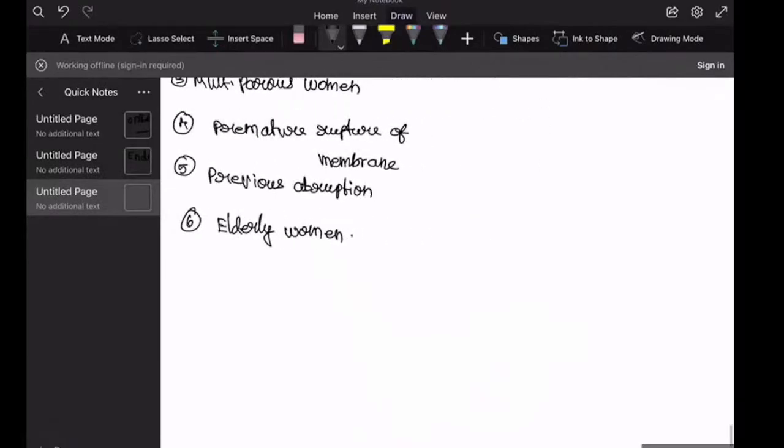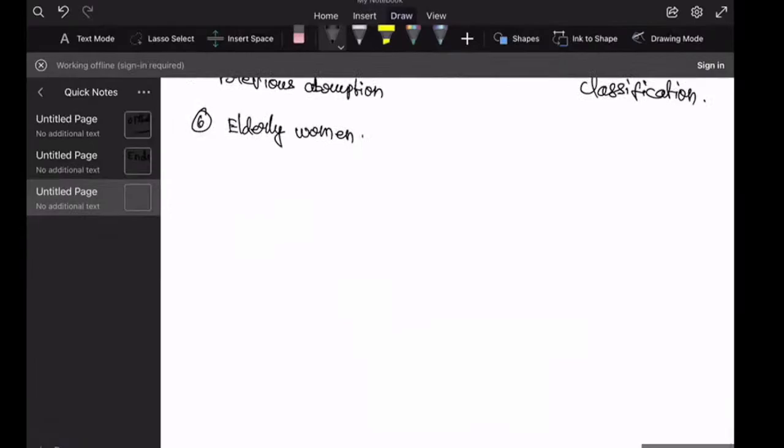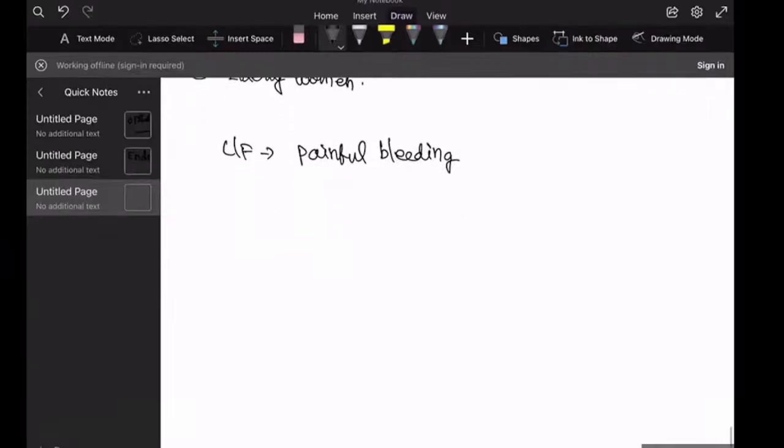The name of the classification for abruptio placenta is Sher and Page classification. Because the name is important for us, Sher and Page classification. And the presentation is going to be painful bleeding. There is protraction of labor.